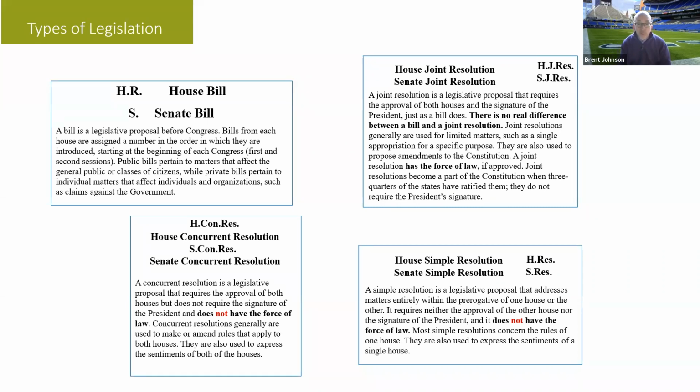Types of legislation, there's a variety of different types of laws, just so you're aware that you'll look to know what you're dealing with. House and Senate bills are your normal routine laws. House or Senate joint resolutions have the effect of laws, but slightly different procedure to get them passed. Typically, constitutional amendments might start as a House or Senate joint resolution.